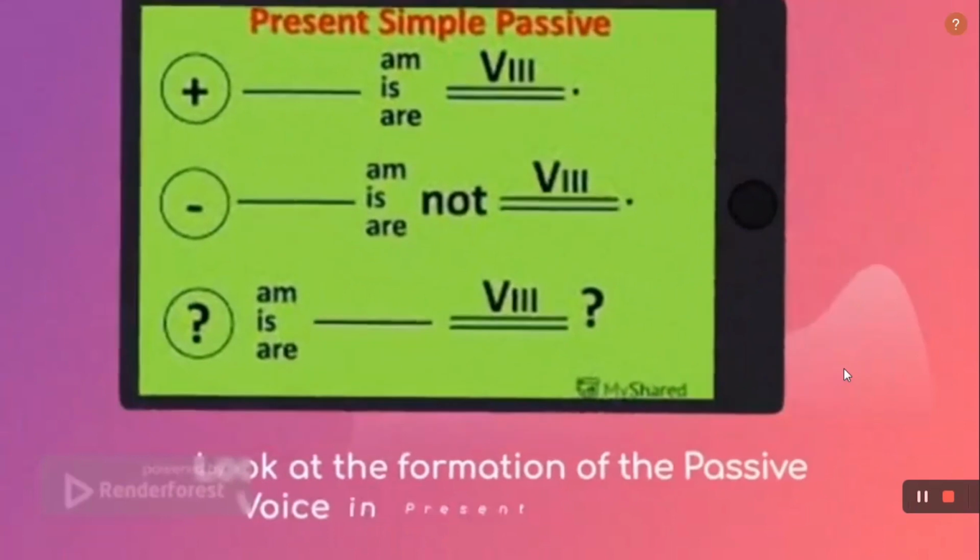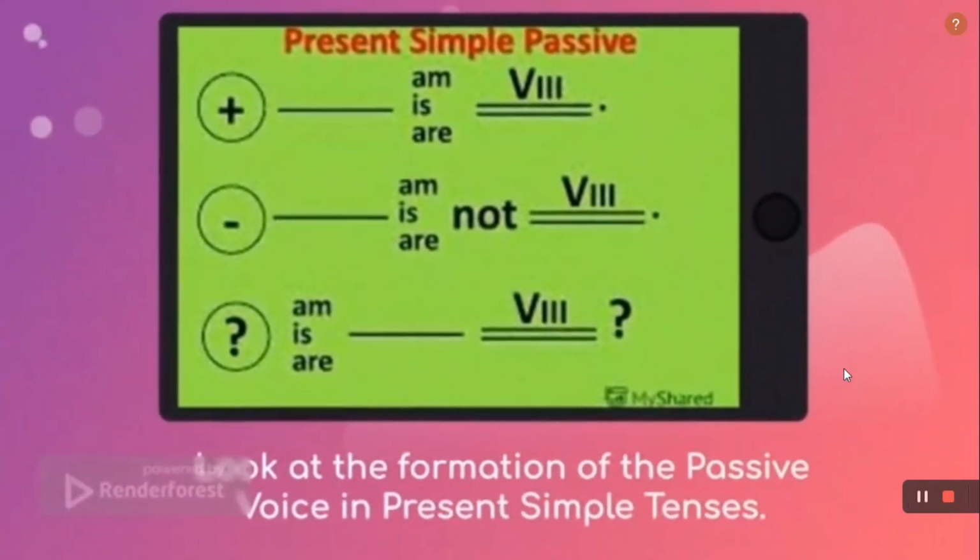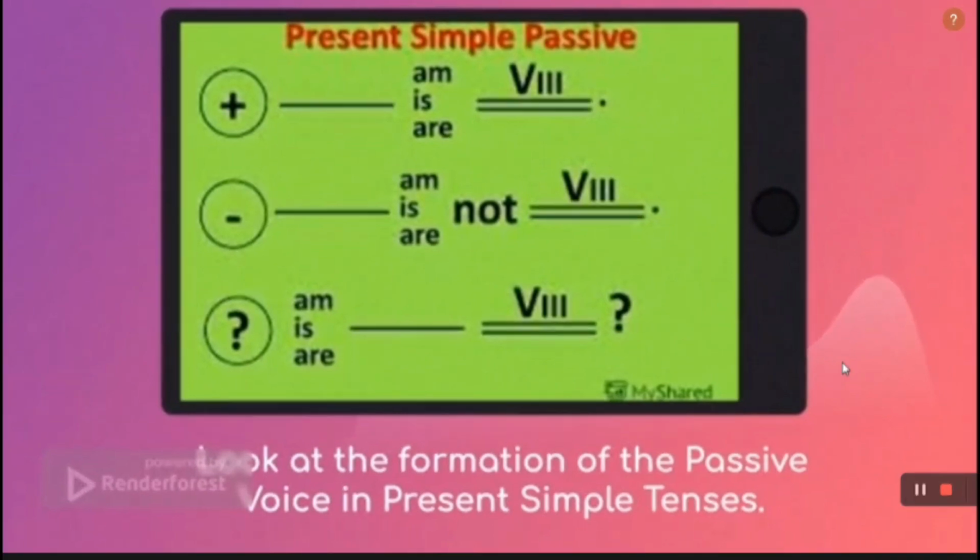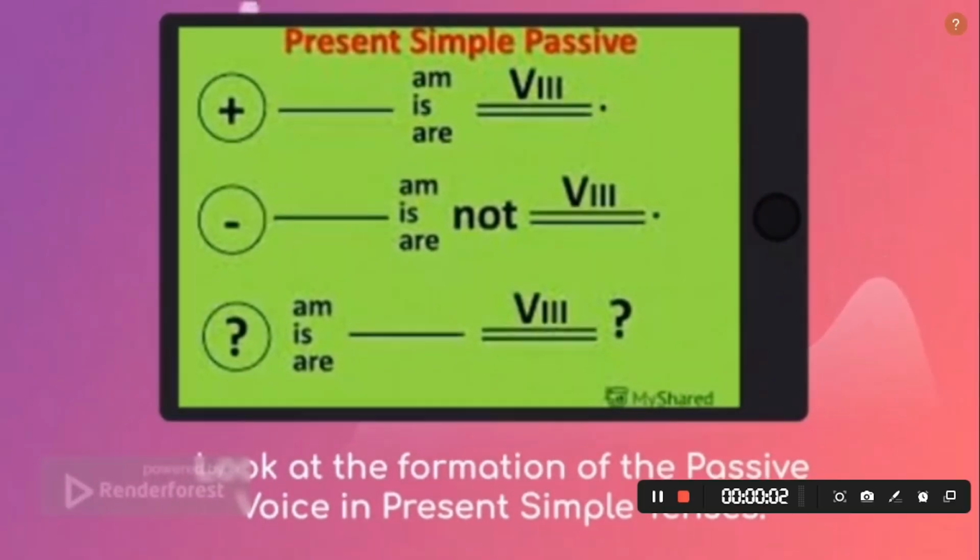And look at the formation of the passive voice in present simple tense. Affirmative sentence: subject plus am, is, are plus verb past participle. Negative sentence: subject plus am, is, are plus not plus past participle. And the interrogative: am, is, are plus subject plus verb past participle.